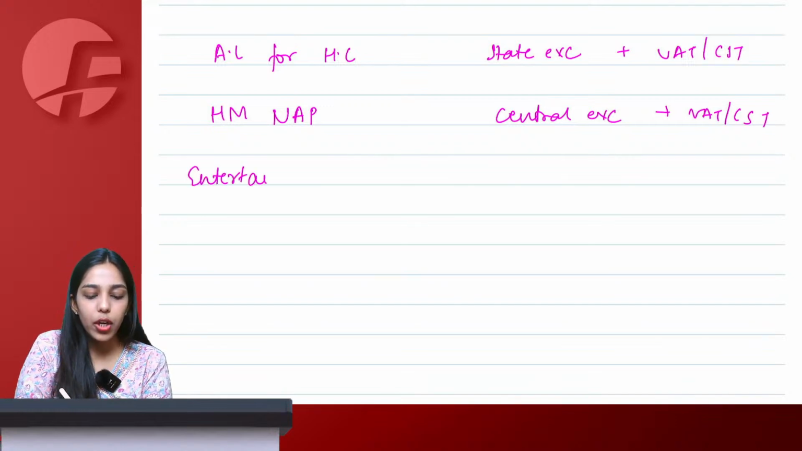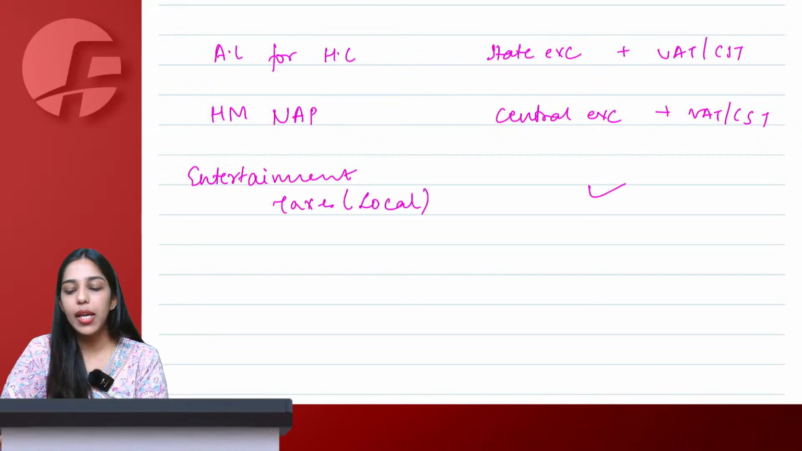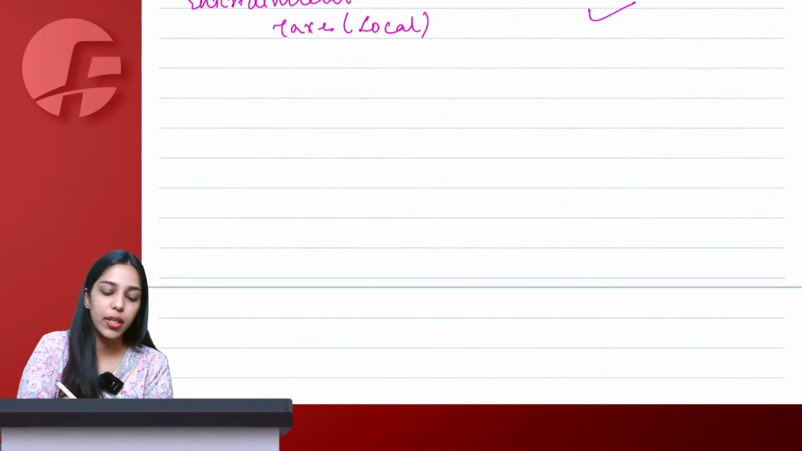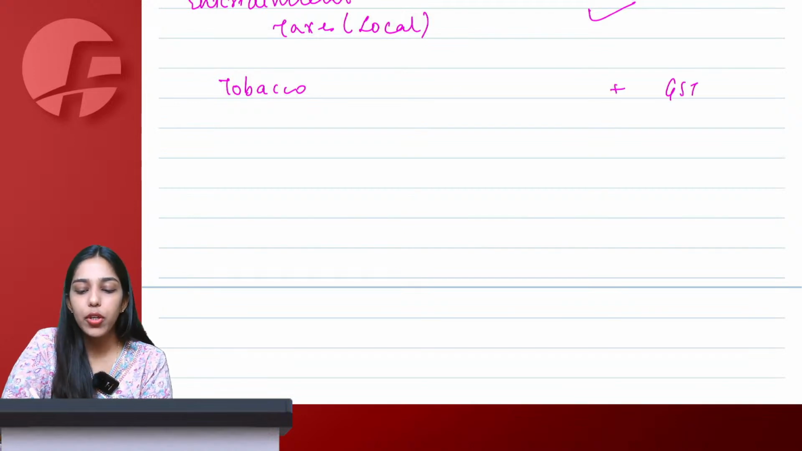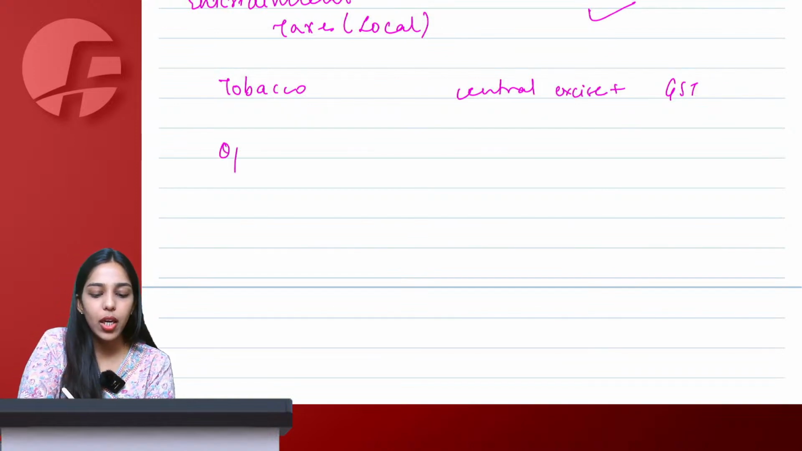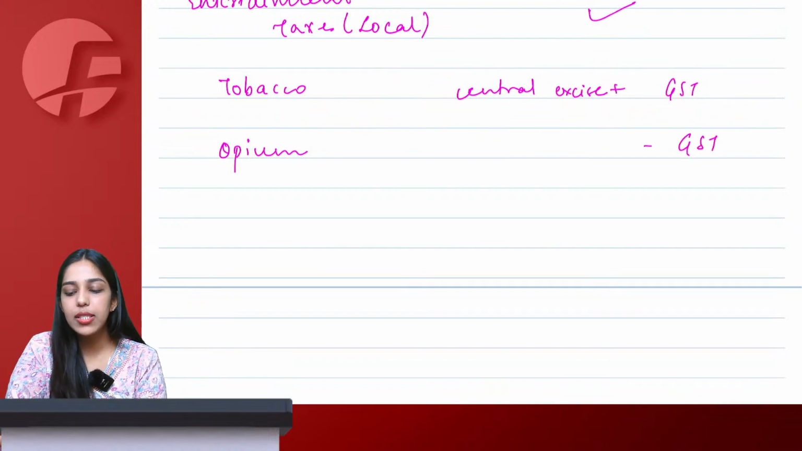Entertainment taxes are normally subsumed in GST, but only the entertainment taxes that are levied by local bodies. The power for these entertainment taxes still remains with the local bodies. Then for tobacco, GST is levied. It is not outside the purview of GST, but on manufacturing, central excise is also levied. Then talking about narcotics, drugs, Indian hemp, opium, again GST is levied, but on manufacturing, state excise is also levied.